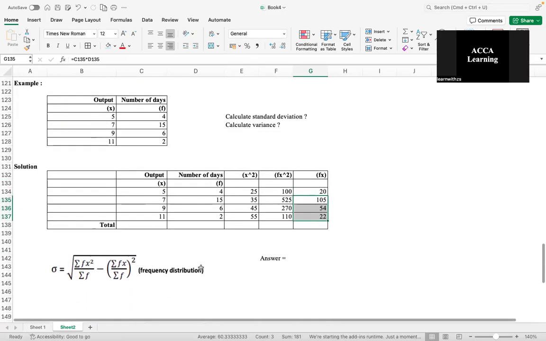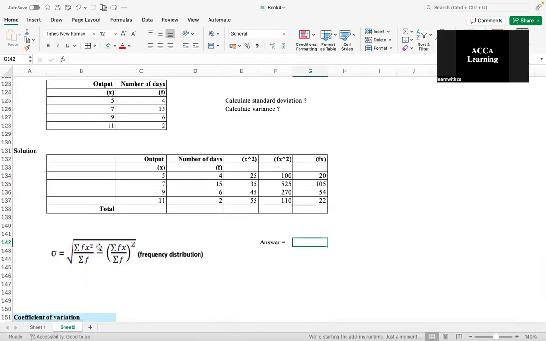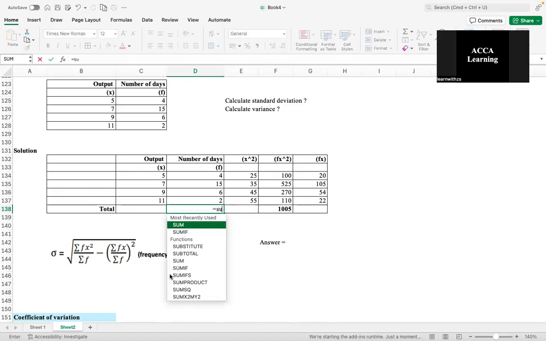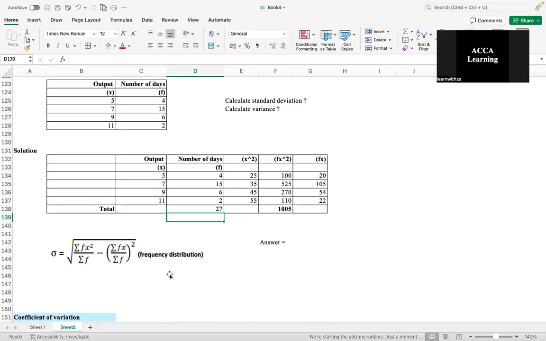Okay. Now, according to your formula, you require the sum of Fx square. So let's take the sum of this, which is 100 plus 525 plus 270 plus 110. It gives you 1005. You need the summation of F as required by your denominator. So let's get that. Sum of 4 plus 15 plus 6 plus 2, which is 27, right?